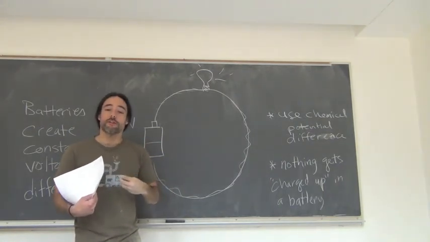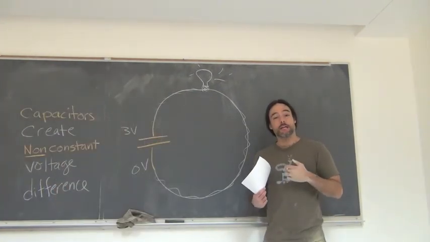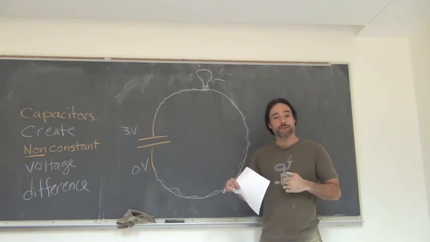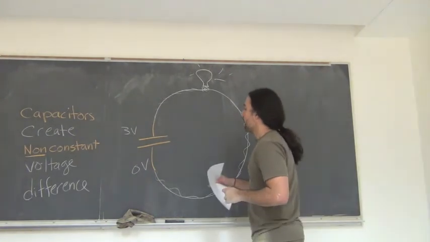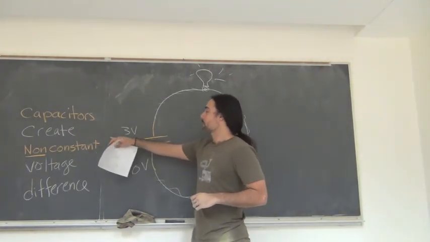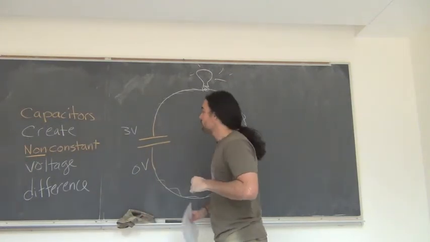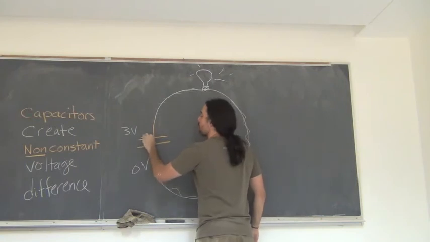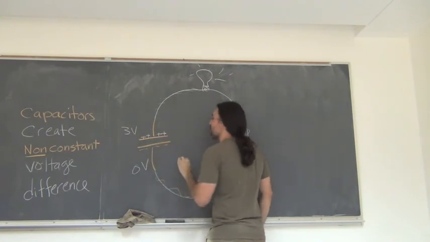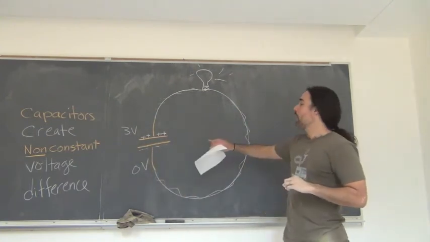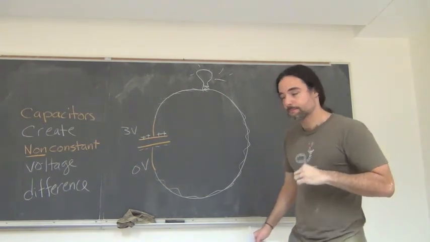This is remarkably different than what happens in a capacitor. Let's see how a battery contrasts with a capacitor. What would happen if we really were charging the battery up? Well, in contrast to batteries, capacitors create a non-constant voltage difference. So let's say we charge up our capacitor, and capacitors we really can charge up. Let's say we give it enough charge to give the same 3 volt difference that the battery had.